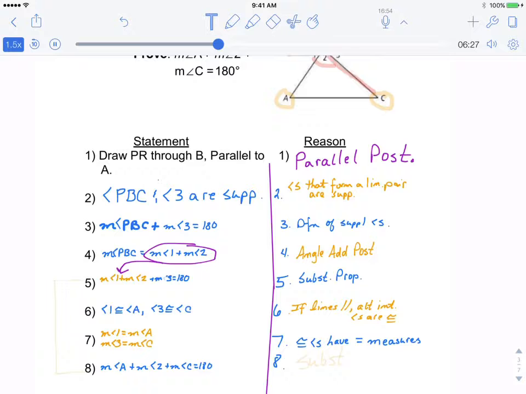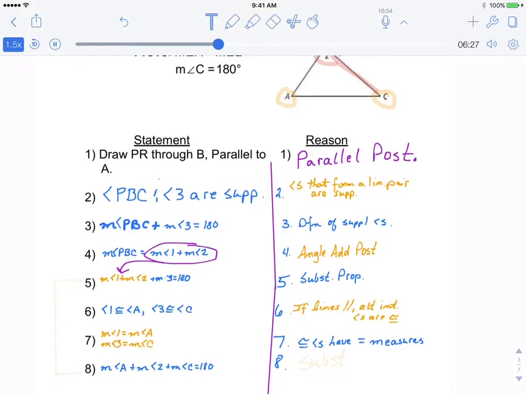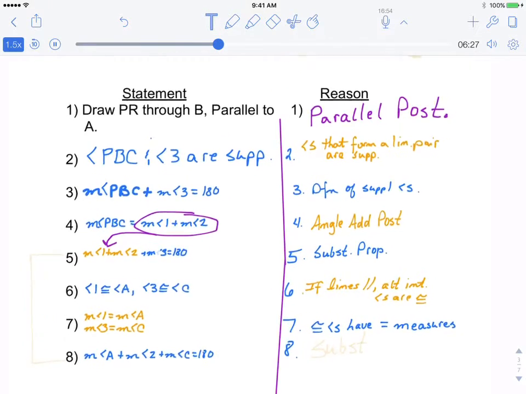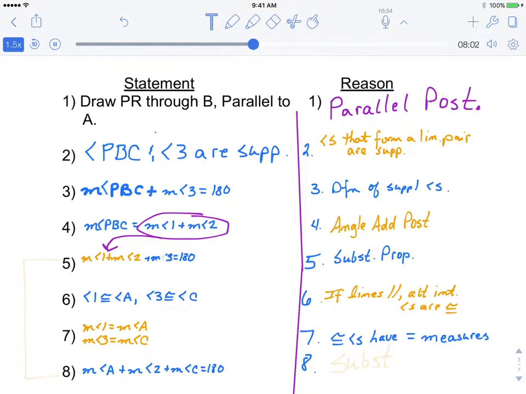And then now we have the measure of angle A plus the measure of angle 2 plus the measure of angle C equals 180. Now why is that? So now we're tying back 5 and 8 together. So these two here, 5 and 8 are being tied together. So why is that? And that last property is going to be substitution.